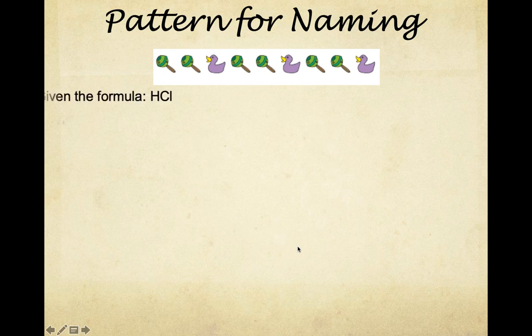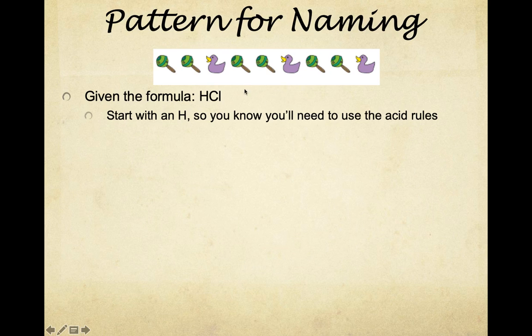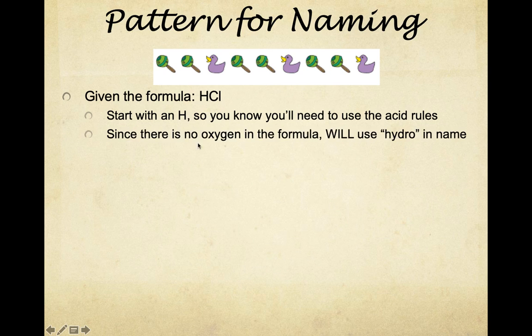All right, let's try one that doesn't have oxygen. So what if you're given this formula, HCl? Now, you might already know what this name is, but let's figure out why it's called that. So again, it starts with an H. So we know that we're using the acid rules. This is not hydrogen chloride, right? That's not what it would be because it's a different kind of compound. So acid rules. There's no oxygen, so that means we will put hydro in the name of it. Hydro is a prefix, so it's the first thing you would write down, hydro.